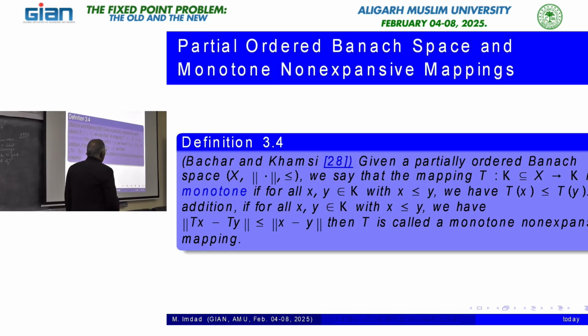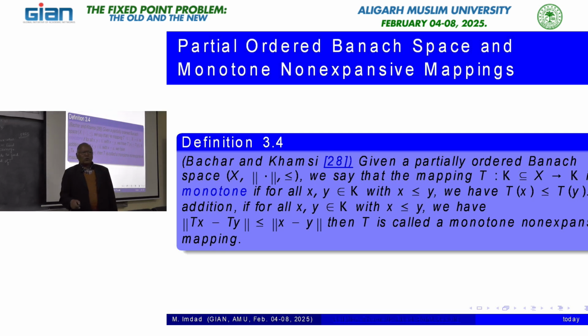Yes, here he has considered a partially ordered Banach space, which is a Banach space equipped with a partial ordering, and we say that T from X to X is monotone. This is what we call a monotone non-expansive mapping. I have not mentioned it over there. Then with X equal to R, T is called a monotone non-expansive map.